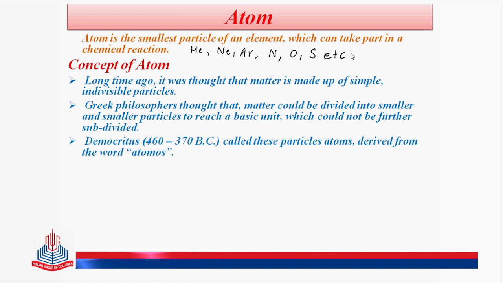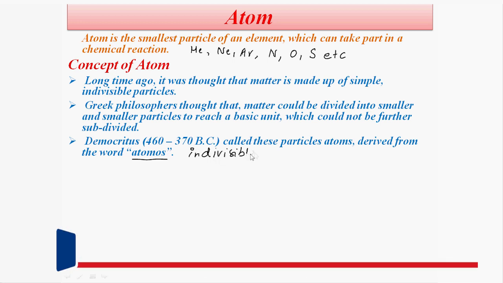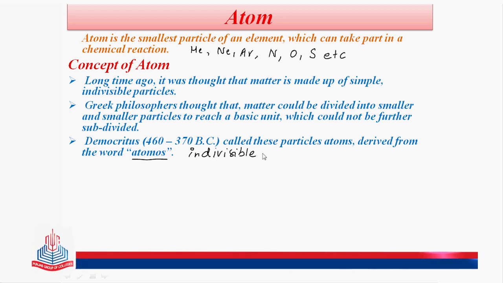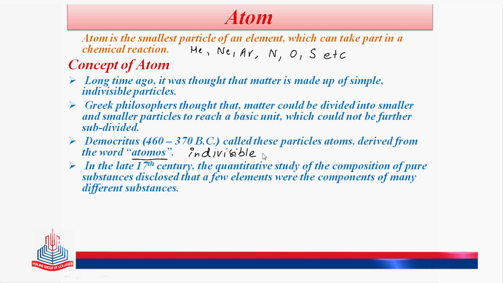Another important name in the history of the concept of atom is Democritus, who called these particles atoms. The word atom was derived from the word atomos. Atomos means indivisible, which cannot be further subdivided. Keep in mind that the idea of the Greek philosophers was not based on experimental evidence. In the late 17th century, the quantitative study of the composition of pure substances disclosed that a few elements were the components of many different substances.